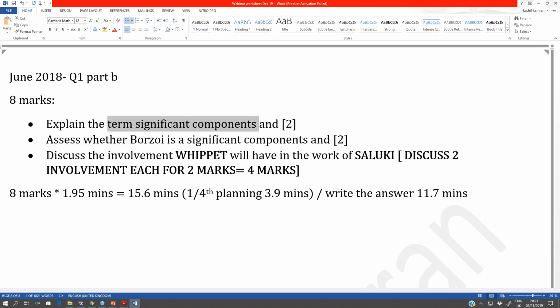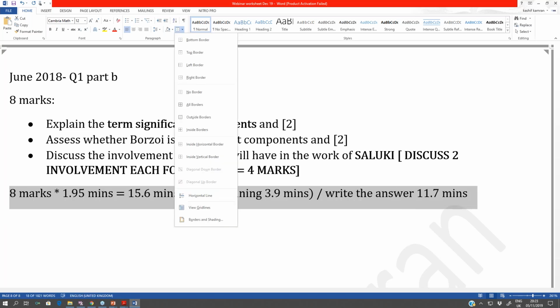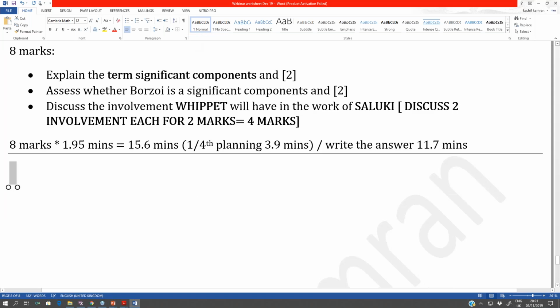Explain the term significant component. What is a significant component? Let's go down with that. Significant component. We need not see the case for that because that's a definition the examiner is asking. What is a significant component? And I hope all of you know that component means the subsidiary. So Borzoi is the subsidiary, and we need to define what a significant component is. What's the definition? The definition is given in ISA 600, right? ISA 600 defines a significant component.